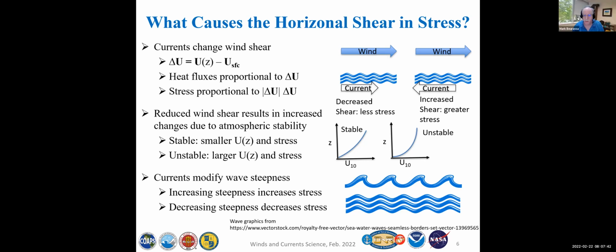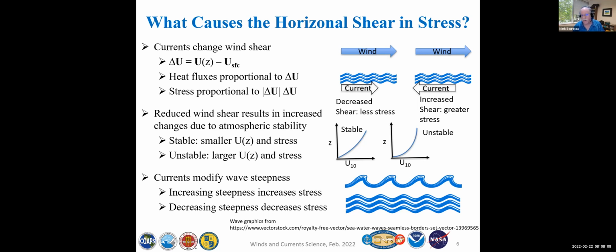If we get changes in stability because the air-sea temperature differences have changed, and they do change, then having it more stable will have less stress, and more unstable will give us more stress. And similarly, if waves are important, having steeper waves will increase the stress and less steep waves will decrease it. So swell tends to be high, but not very steep, and it doesn't have much stress, whereas wind waves are where most of the stress comes from.